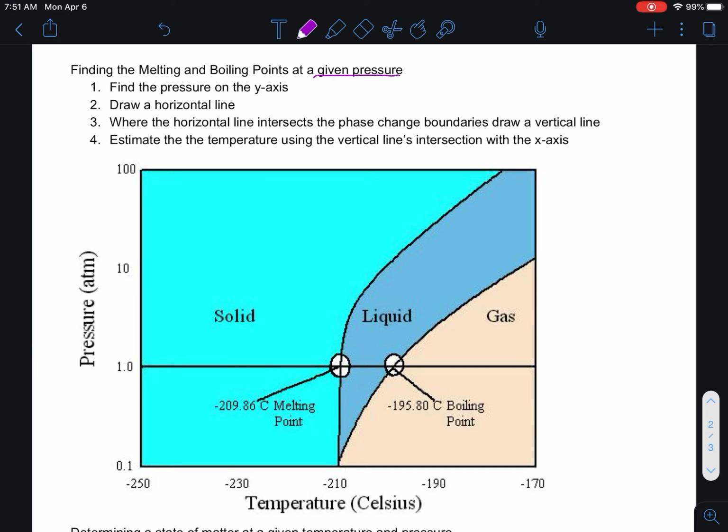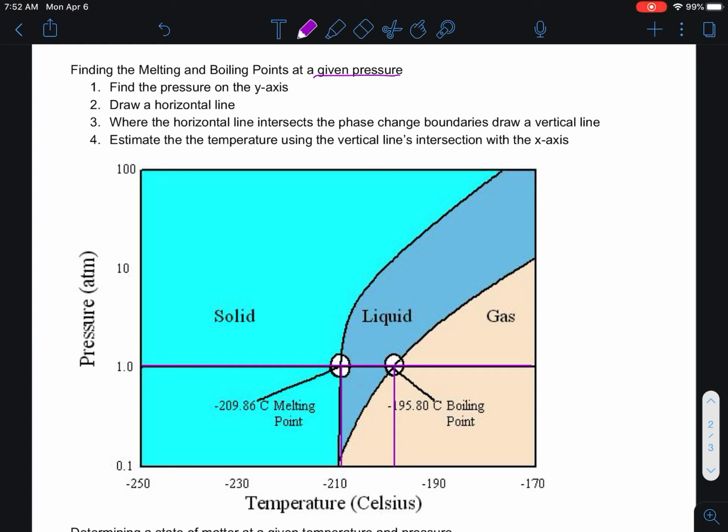All right, so what do you have to do? Find the pressure on the y-axis. So they already have that marked out here. At 1 atmosphere of pressure, drag a horizontal line across if there's not already one there. And then where you see the transition from solid to liquid, you pull a line going straight down. Where you see the transition from liquid to gas, you pull a line straight down.